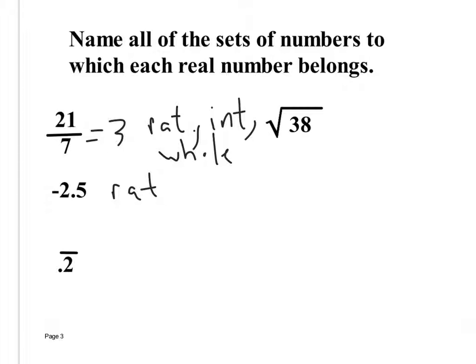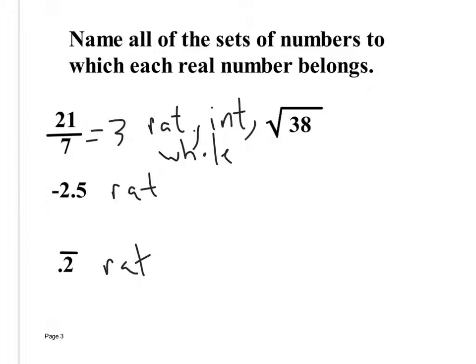0.2 repeating. Right. Can this be written as a fraction? Yes. Repeating and terminating decimals can be written as fractions, so it's rational. Is this an integer? No. Does it have a decimal? Yes. Or a fraction? Yes. So can it be an integer? No. Integers don't have decimals and integers don't have fractions. So all it is, is rational.